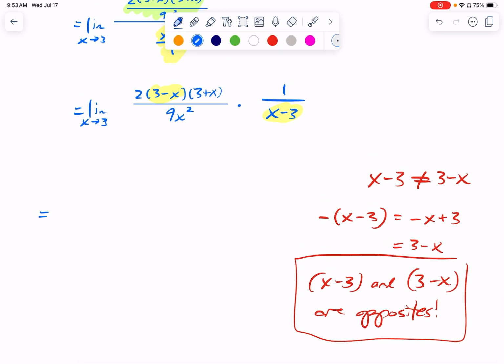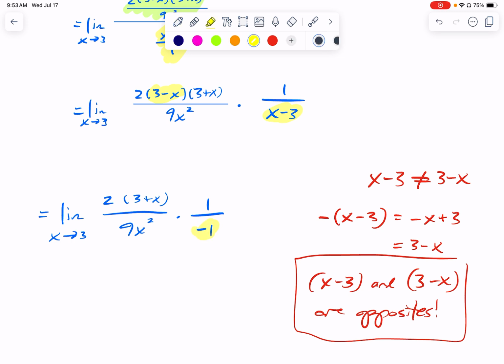So I'm going to cancel them out. But whenever we cancel a pair of opposites, a negative emerges. So I'm going to say 2 times (3 plus x) times 9x squared times 1 over negative 1. If you cancel a pair of opposite factors, somewhere a negative 1 emerges. You can put it in the numerator, you can put it in the denominator, it doesn't matter.